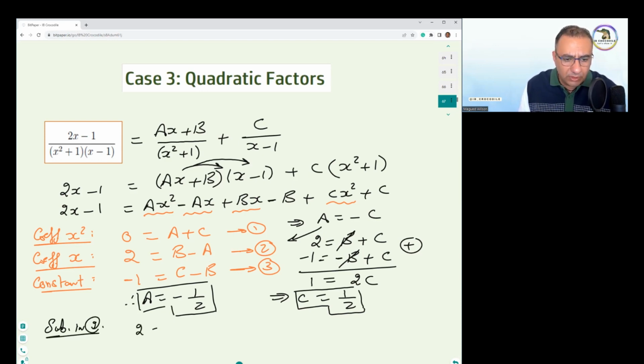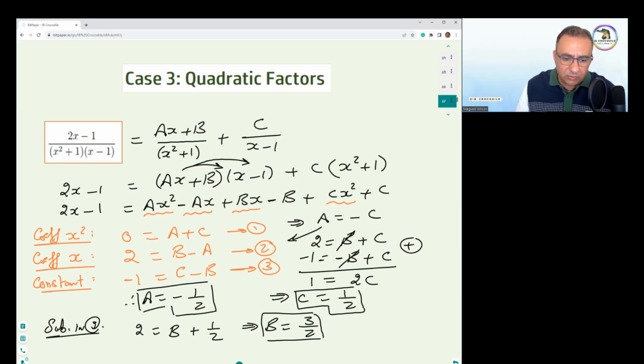So 2 is b, which we don't know, minus a, which is negative 1/2, right? So minus minus, negative times negative is positive. So b plus 1/2 is 2. So what is b? 1.5, right? So that implies that b is 1.5 or 3 over 2. So we've now got our variables or unknowns.